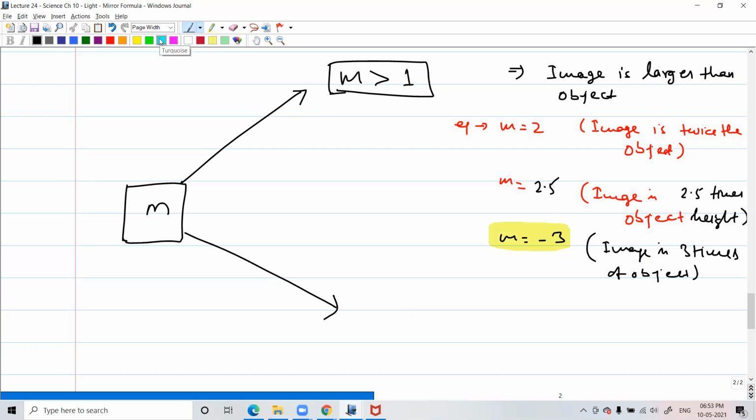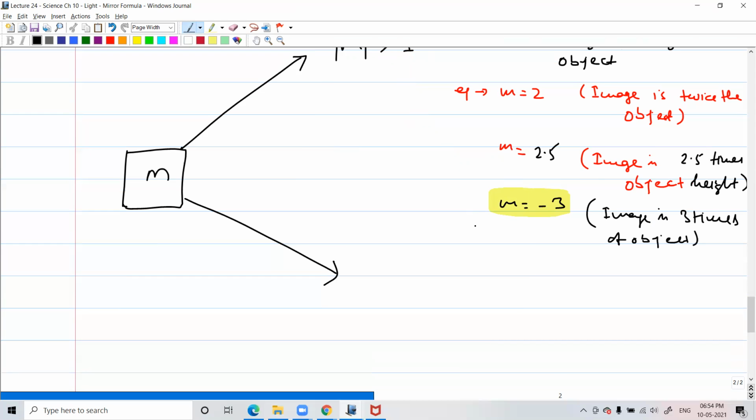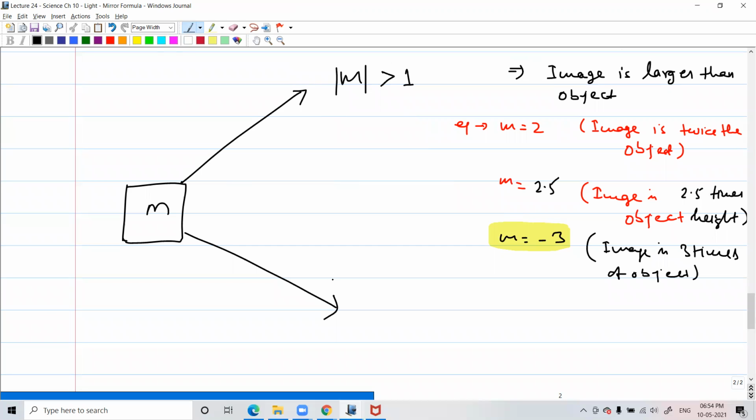Is it clear, Kavya? Yes, sir. Okay. So remember, when I say that M is greater than 1, consider M equal to -3 also as greater than 1. Basically, let me write it as mod of M. Do you know modulo? What do you call it? Absolute value of M greater than 1. I don't want you to get confused. That's why I was not using all that negative thing. But since you asked, that's why.